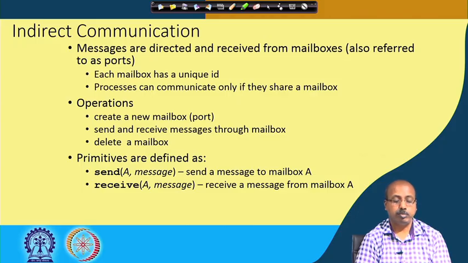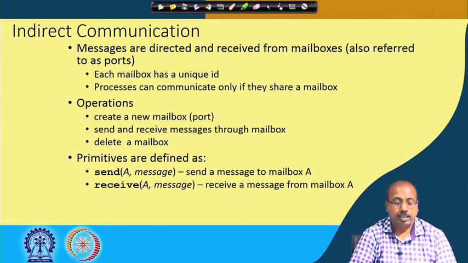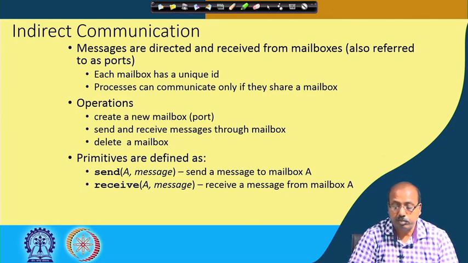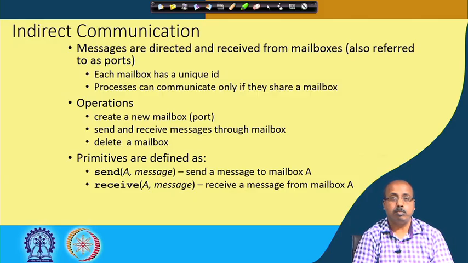For example, the primitives we have are send(A, message), which sends a message to mailbox A, and receive(A, message), which receives a message from mailbox A. So we can have this type of thing, and they are all associated with some mailbox. If two processes share a mailbox, then mail sent to the mailbox by one process will be visible to the other one also.